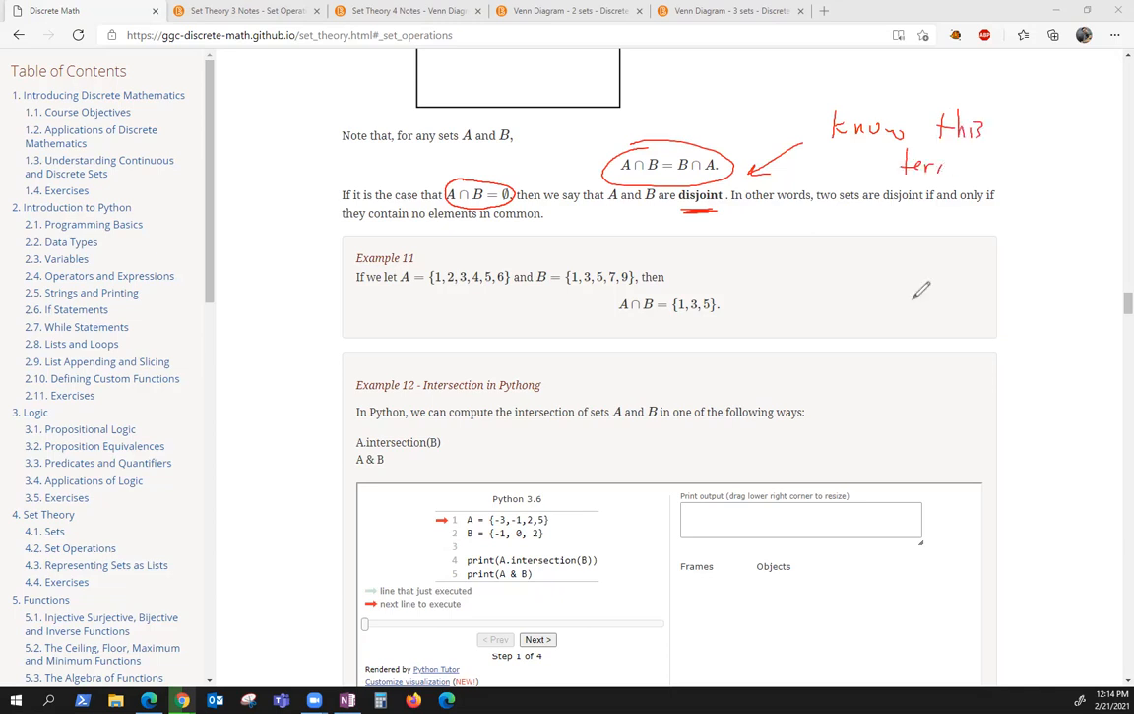Know what it means for 2 sets to be disjoint. It means their intersection is empty. All right. Now, if you have sets in roster notation and you want to write what the intersection is, you just look and see what's in both of them.